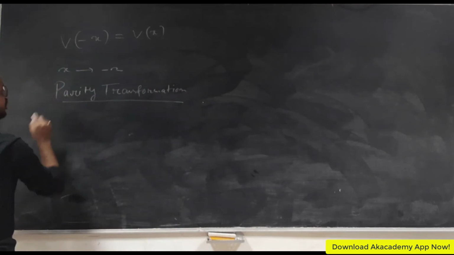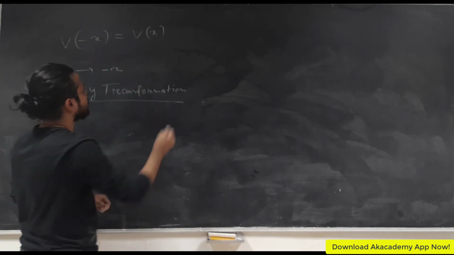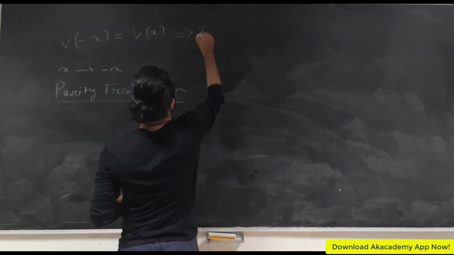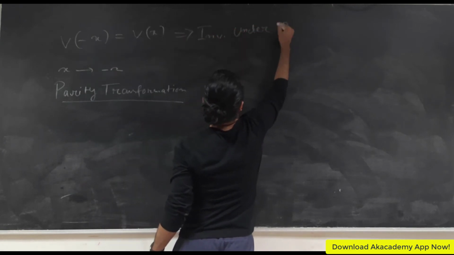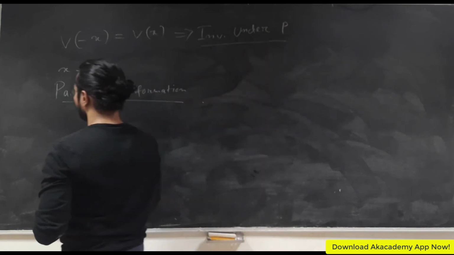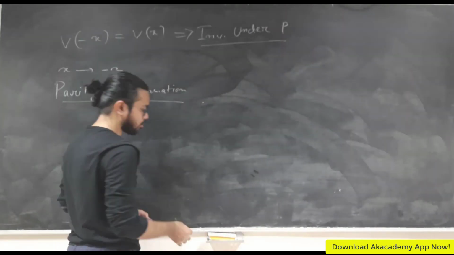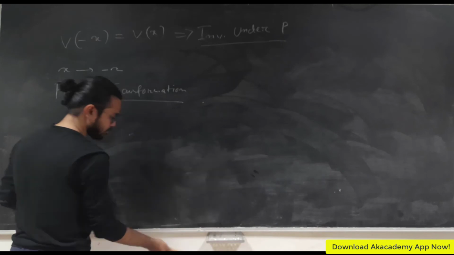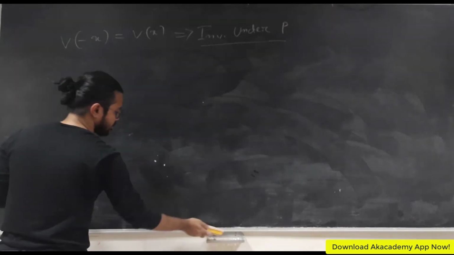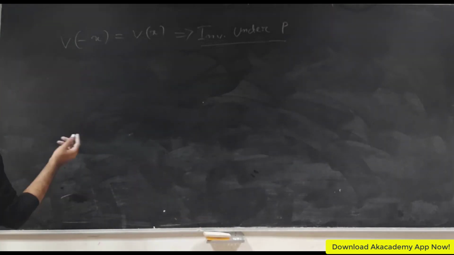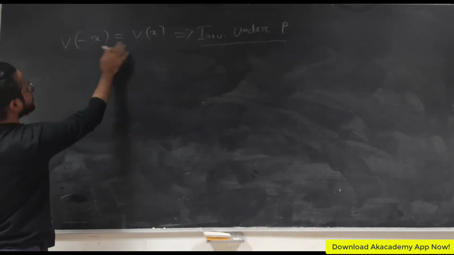So if our potential has this kind of symmetry, our potential is called invariant under parity. So what happens to the wave function, or what properties does the wave function satisfy, if our potential satisfies this kind of condition? Let's investigate that. Let's write down the Schrodinger equation as it is.